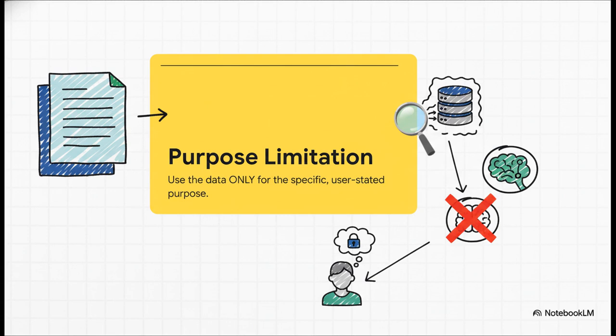This is just as critical. If a user gives you their data to, say, summarize a document for them, you can't then turn around and use that same data to train a new AI model without getting their permission again. The purpose you use it for is limited to what the user actually agreed to in the first place.